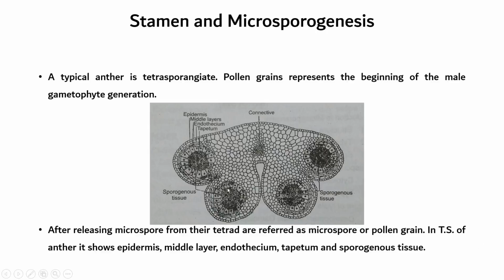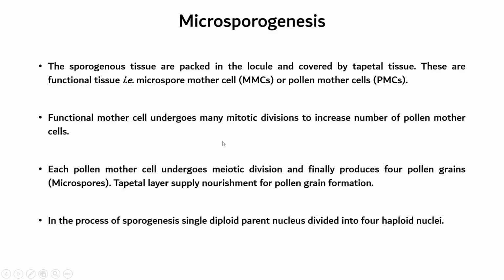In the TS of anther, you will see different parts. Four sporangia are there, and these are the different parts. The sporogenous tissue is packed in the locule and covered by the tapetal layer. We have seen this in the diagram. These are functional tissue, that is microspore mother cells, MMCs, or pollen mother cells, PMCs.